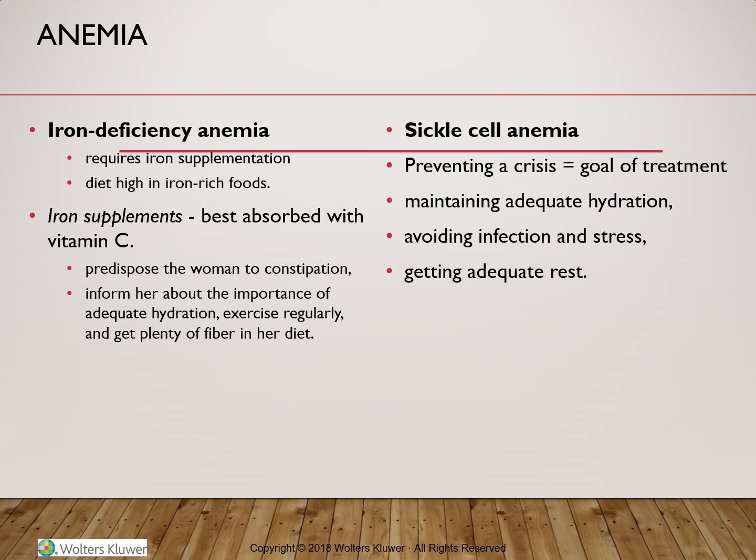A specific type of anemia is that caused by a condition known as sickle cell anemia, which is a hemolytic anemia as a result of an abnormal hemoglobin molecule. It's an inherited genetic condition that manifests itself especially in those having an African American or Hispanic heritage.